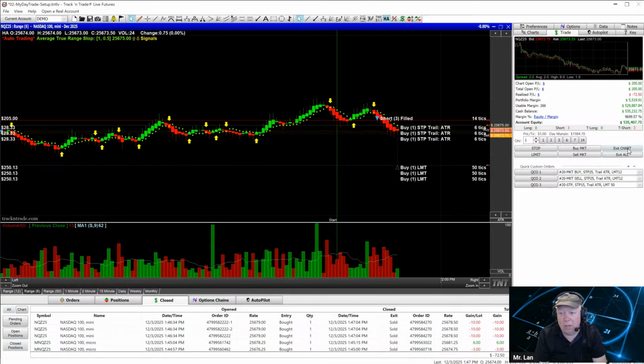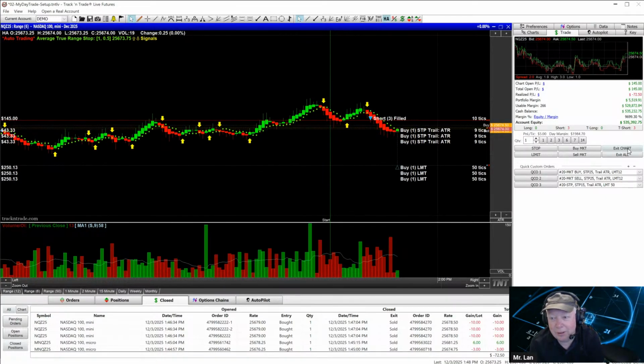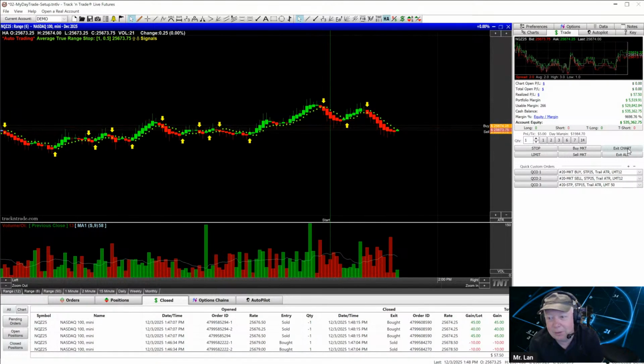Our little stop will get us out if it keeps going, if it turns around. How long is it going to go? Keep going, keep going. We're up $200 right there. You can see over there, we're only up $28 on it per right there. Oh, it's going to stop us out.